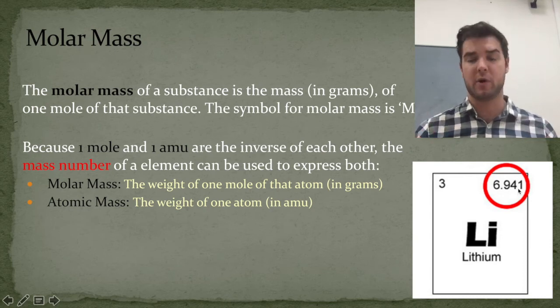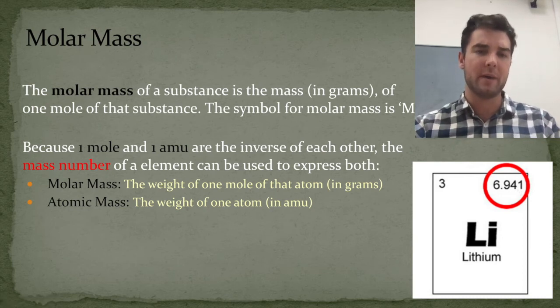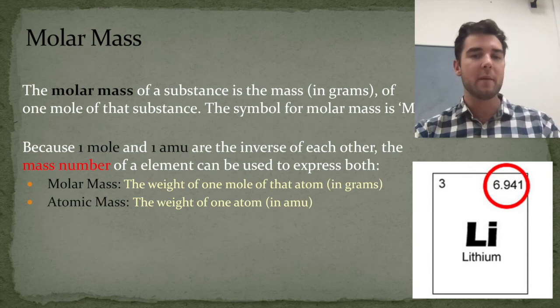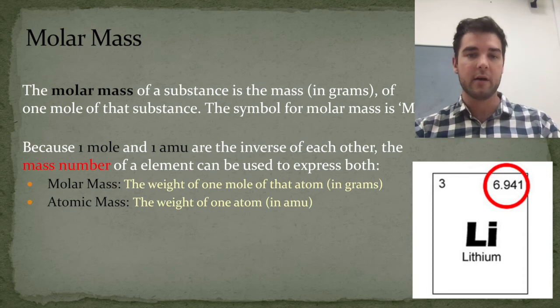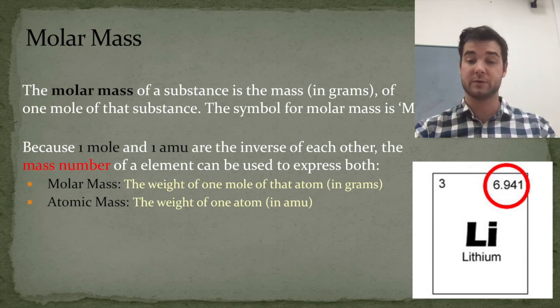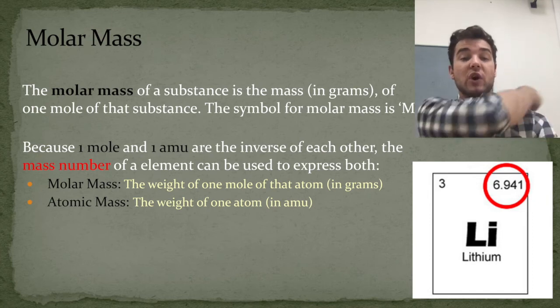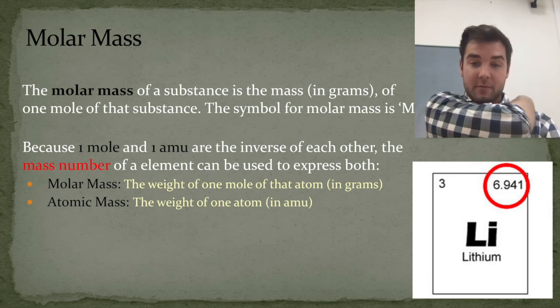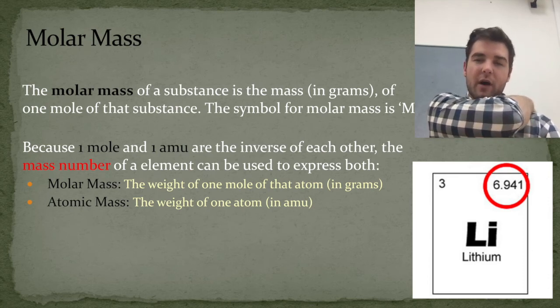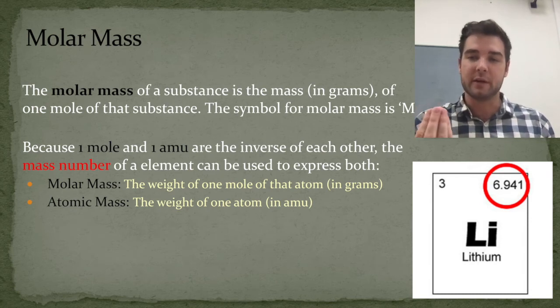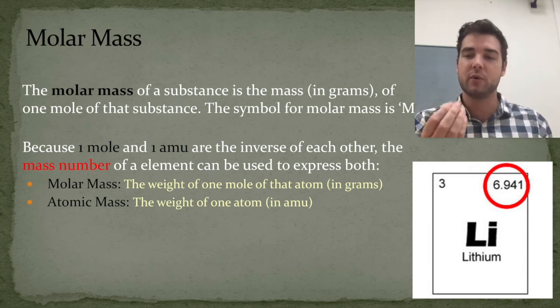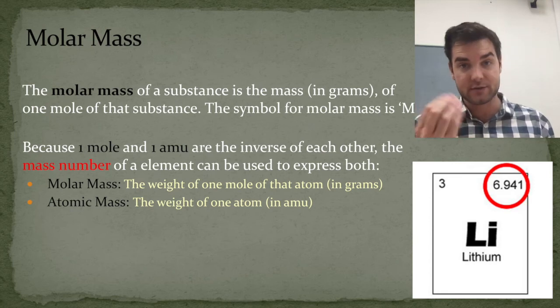And there's a symbol for molar mass. We use capital M for molar mass. But because 1 mole and 1 atomic mass unit are the inverse of each other, the molar mass of an element can be used to express both the molar mass, what I was talking about just before, or the atomic mass, the weight of 1 atom in atomic mass units. So if I've got 1 atom of lithium, it is going to weigh exactly 6.941 atomic mass units.